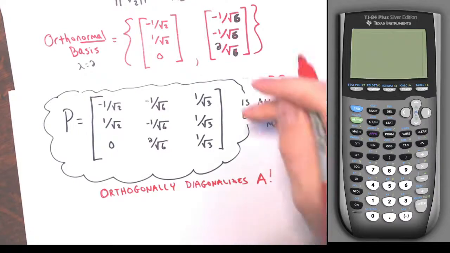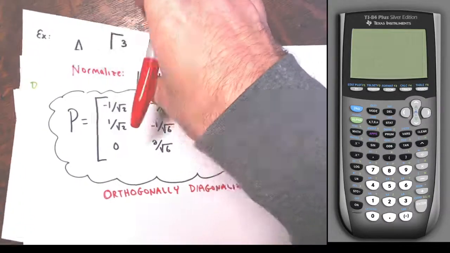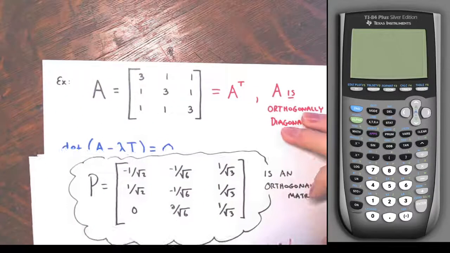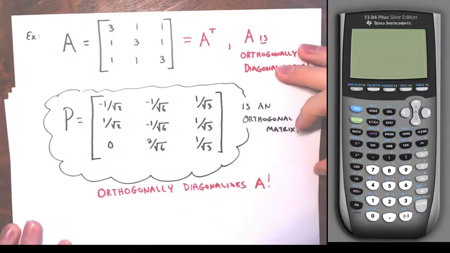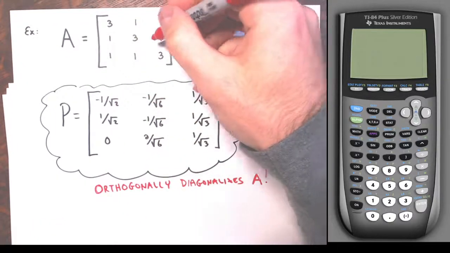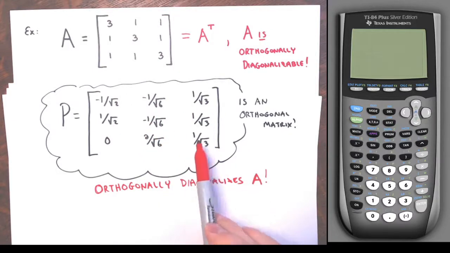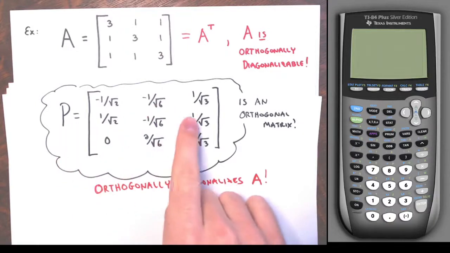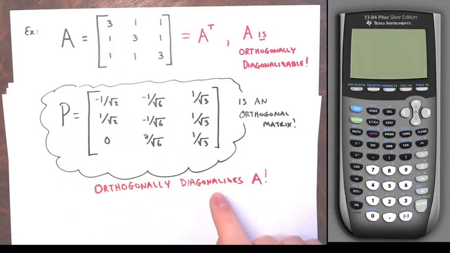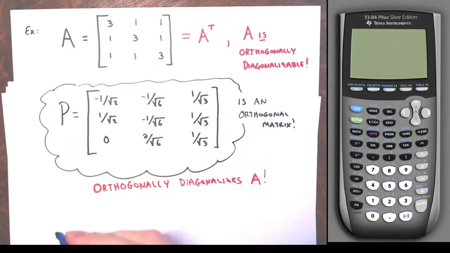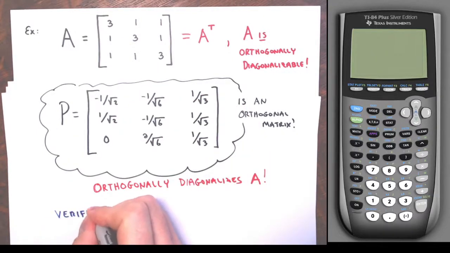Now matrix A, that was way back here, was this matrix with the 3, 1, 1 first row, 1, 3, 1 second row, and 1, 1, 3. Punch this matrix in your calculator, or again you can do it by hand. And to see that this matrix orthogonally diagonalizes this matrix, you need to verify that the following is true.